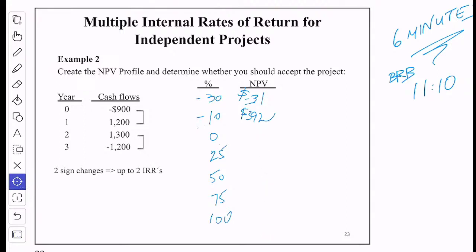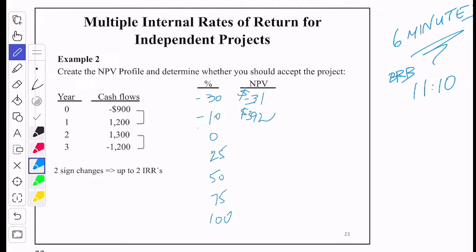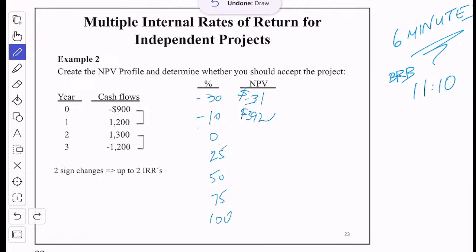So 2 sign changes in the cash flows indicates up to 2 internal rates of return. If there are 3 sign changes, then there are up to 3 internal rates of return, because the curve could look like this, you see? Actually, if there are 3 sign changes, it could be even 4, because it could cross. I've never done that before. It could be four internal rates of return.